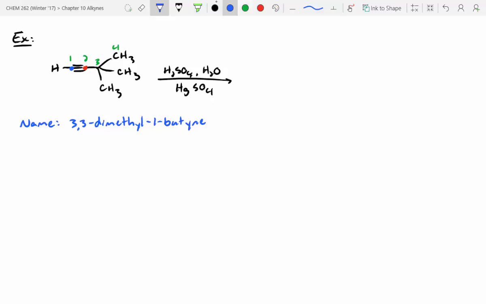Okay, so let's determine where the alcohol lands. Is it going to be on that blue carbon or the red carbon? Red carbon. It's going to be on the more substituted side. So we know we've got 2 hydrogens here. We've got our alcohol. And then over here we've got this tert-butyl group kind of dangling off. This we said was our enol.